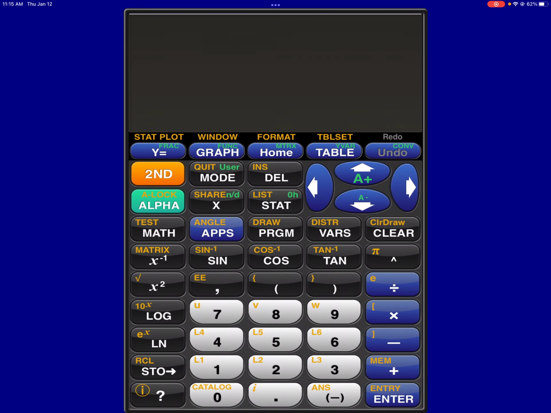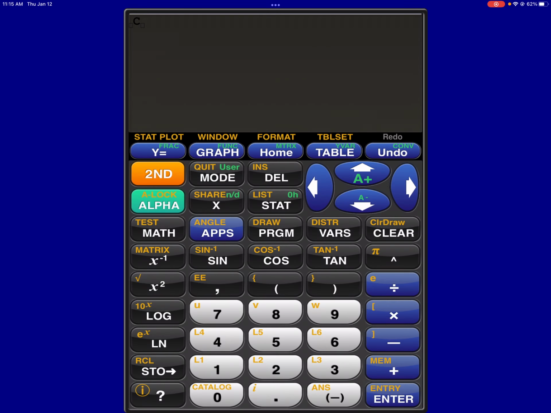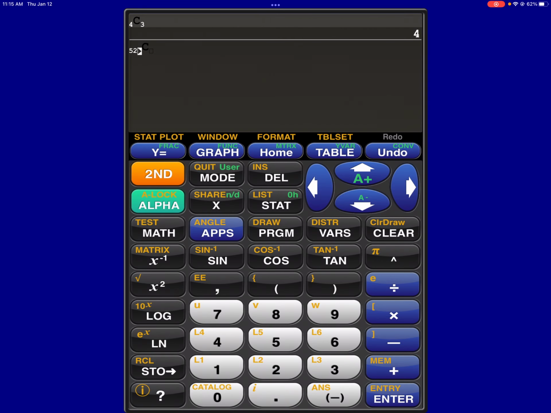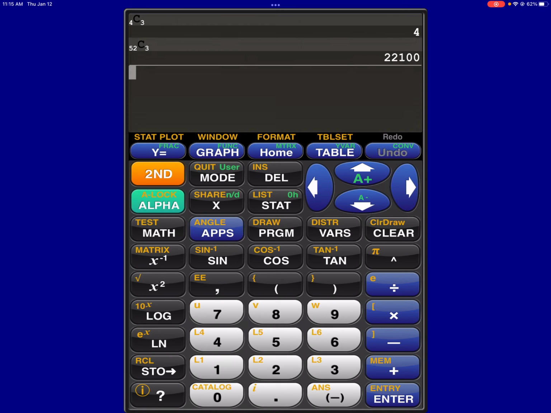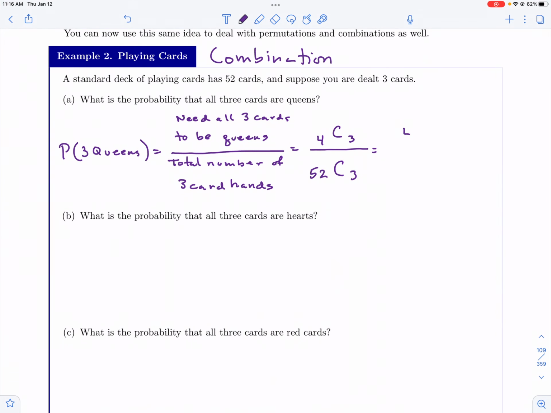And so we're going to do our 4C3. So we're going to go to Math, PRB, nCr. So 4C3 is our 4, so that's nice and straightforward. And then our next one is 52C3. And so that's 22,100. So if we were to type this, write it down, we're going to get 4 over 22,100. And again, this probably does simplify, but I'm not going to simplify it or anything like that. I'm just going to leave it in that form.